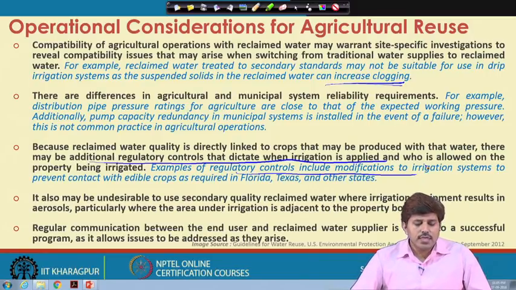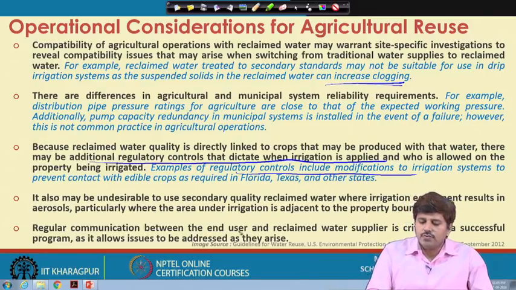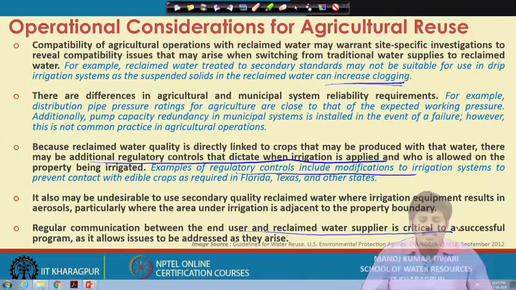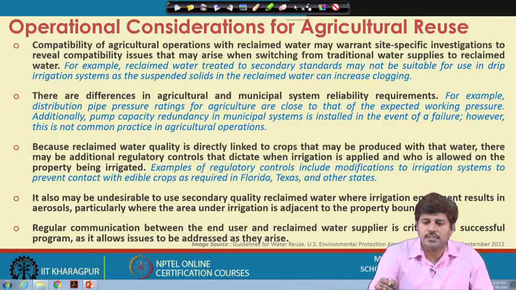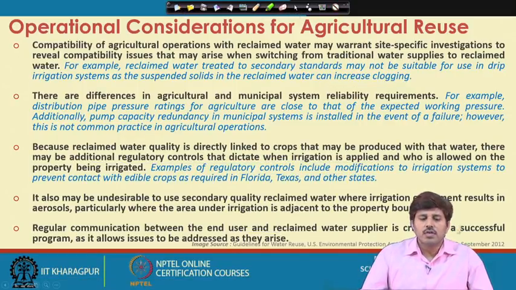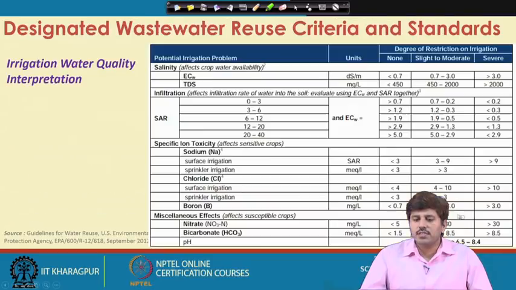Regular communication between the end user and the reclaimed water supplier is critical for a successful program. The user and all the stakeholders must be aware of these issues. It allows issues to be addressed as and when they arise, on an immediate basis. So, these are some of the operational considerations.